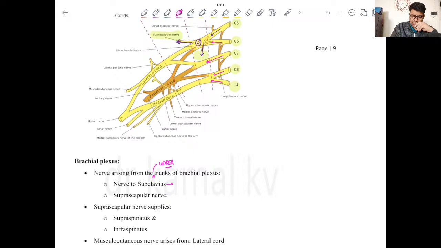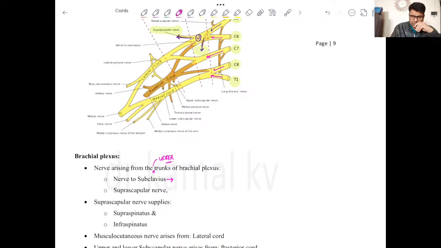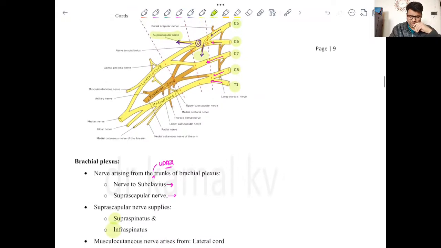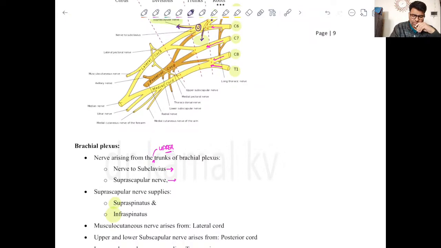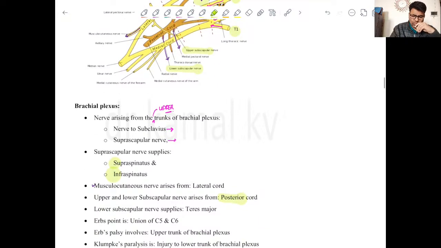The nerve to subclavius, as the name suggests, will supply the subclavius muscle, and the suprascapular nerve supplies two muscles, namely supraspinatus and infraspinatus. Then the musculocutaneous nerve arises from the lateral cord. Then from the posterior cord, there is one upper subscapular nerve and one lower subscapular nerve. So upper subscapular and lower subscapular originate from the posterior cord. And this lower subscapular nerve supplies teres major.